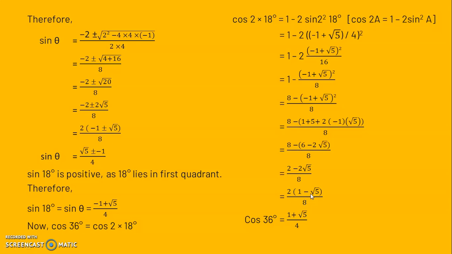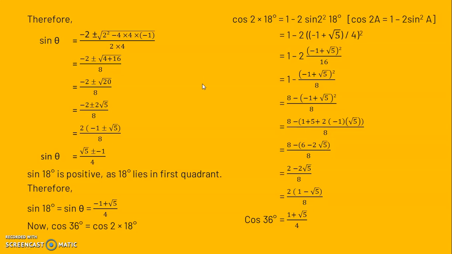Here, why did this plus sign come? Because 36 degrees lies in the first quadrant. In the first quadrant all the trigonometric functions are positive, so that (1 minus root 5) by 4 can be converted into (1 plus root 5) by 4 here. So the value of cos 36 degrees is (1 plus root 5) divided by 4. Now we have the value for cos 36 degrees.